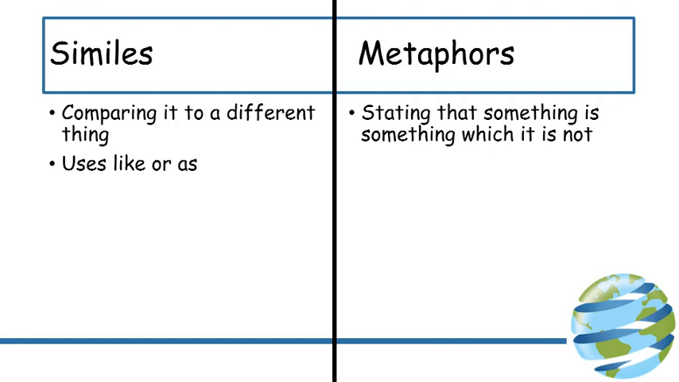So to sum up then, the difference between similes and metaphors is that a simile is comparing it to something else, and you generally use like or as in a simile, whereas in a metaphor you are stating that something is something which it is not.